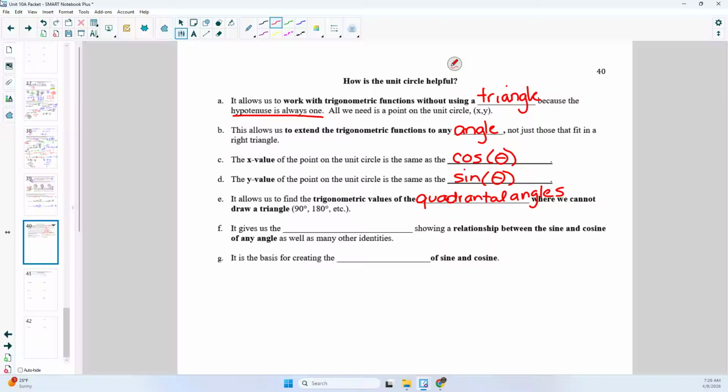It gives us a relationship between the sine and the cosine of any angle, as well as many other identities. So here we're talking about the Pythagorean identity: sine squared theta plus cosine squared theta equals 1. And that whole part of trigonometry with identities, we do a tiny little bit of algebra too, but there's a whole lot more out there that all comes from the unit circle. And then moving into our next unit, which is our second trig unit, it's going to be the basics for creating the graphs of sine and cosine.